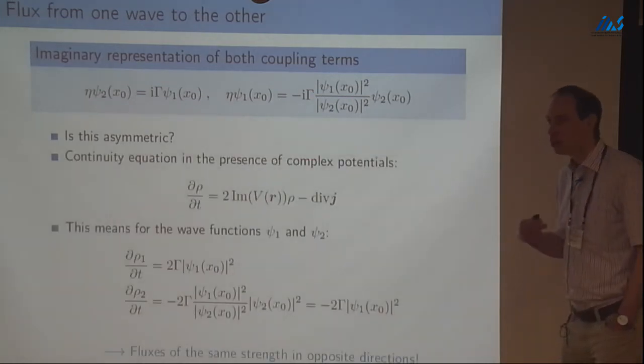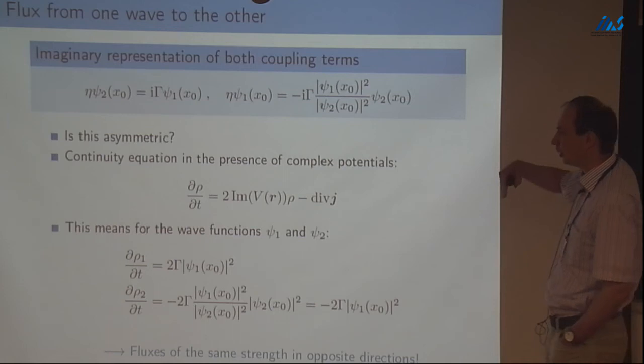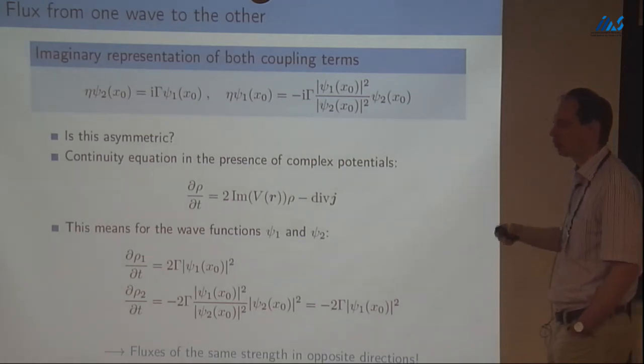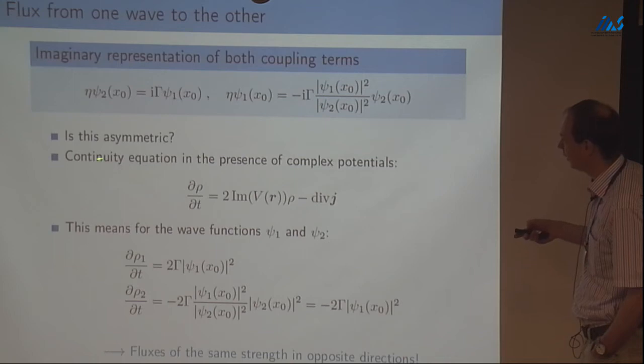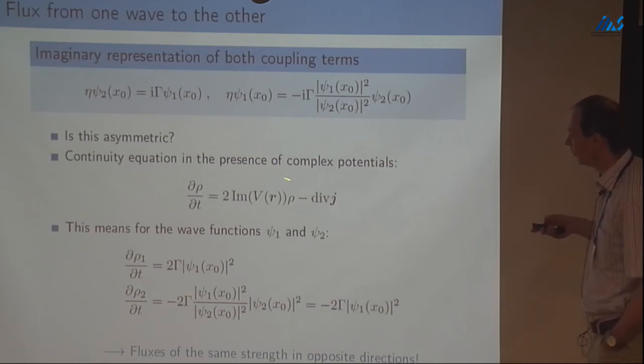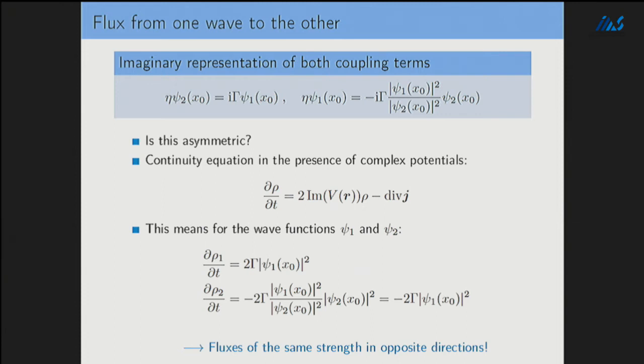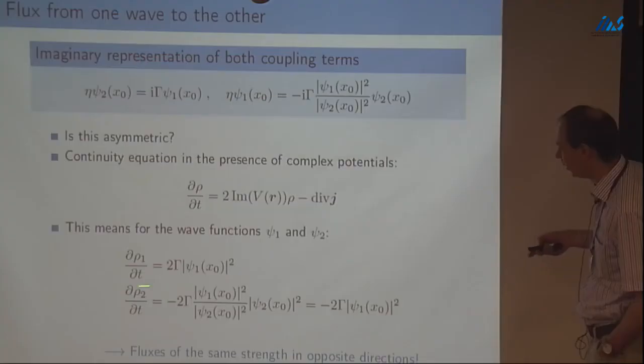But it is not. What is important for us is that the outflux from one wave function is, of course, the influx to the other wave function. And, of course, this is fulfilled. We can calculate it if we use this representation here with these imaginary potentials and assume the continuity equation in the presence of these complex potentials, where we have these source and drain terms given by the imaginary potential. And this ends up here in this in and outflux to these two wave functions, here to wave function 1, here to wave function 2. And as we see, they are of the same strength, but of opposite sign.